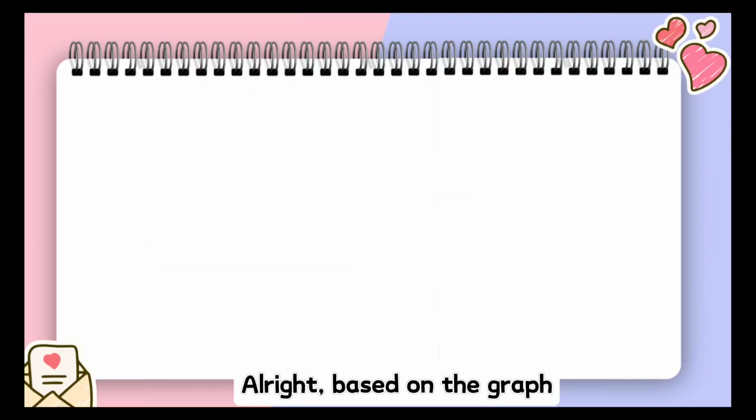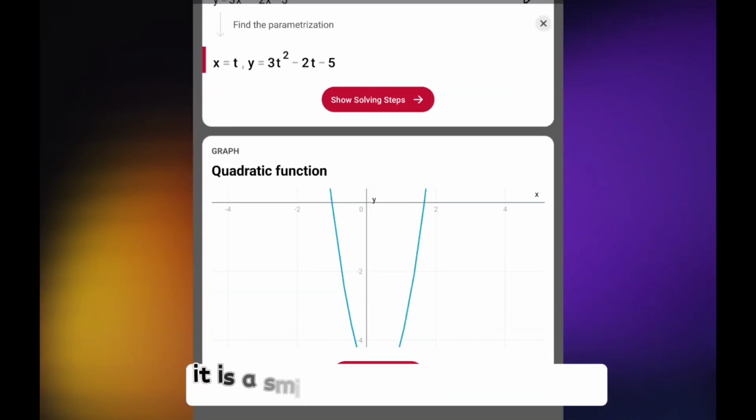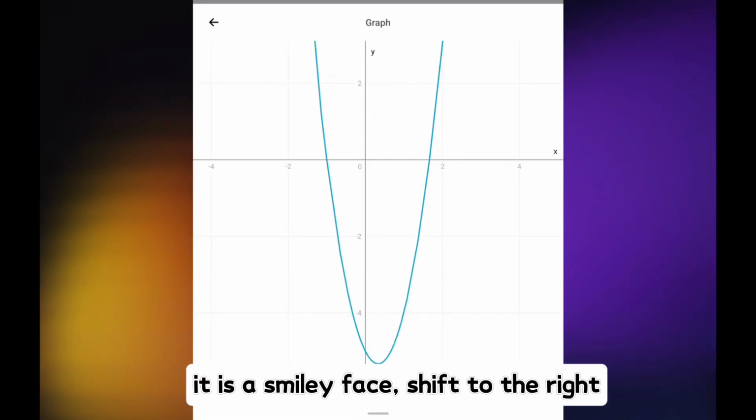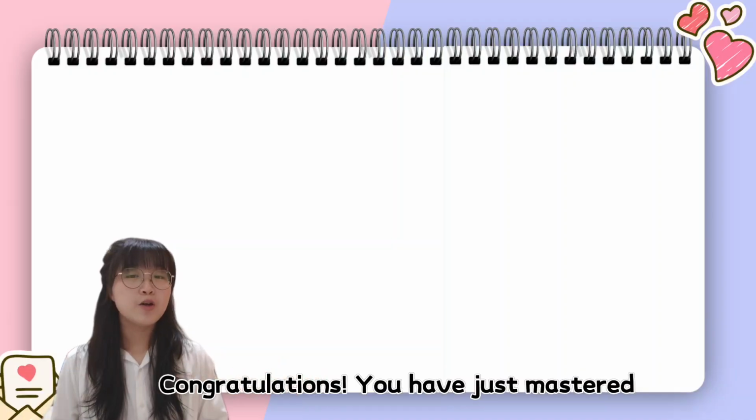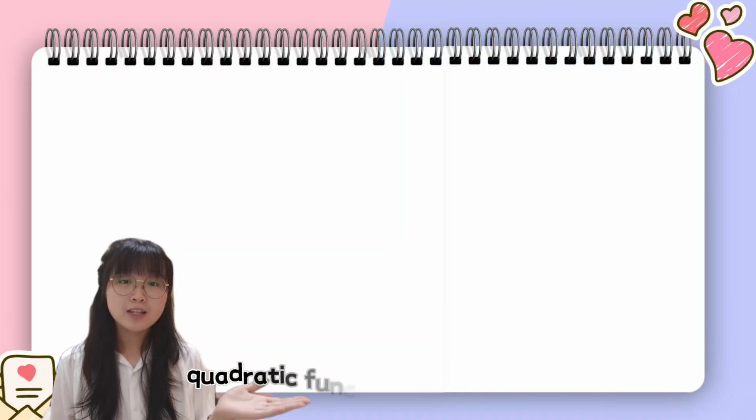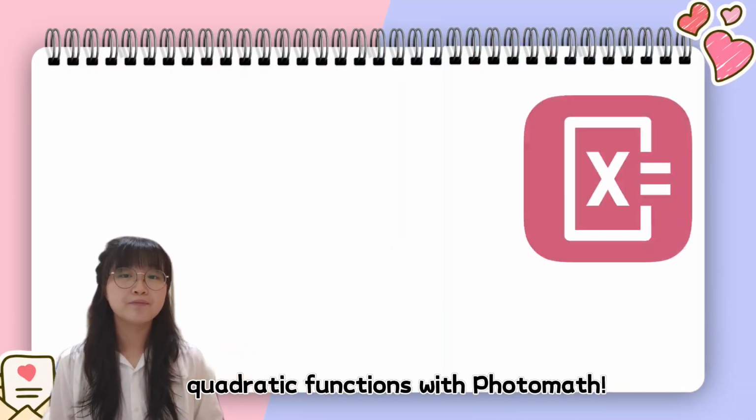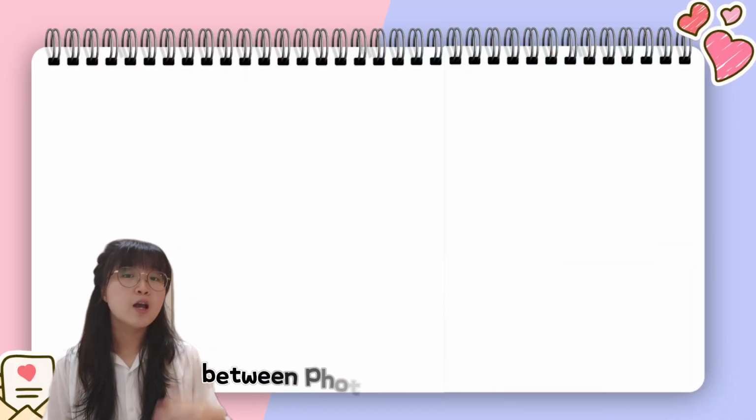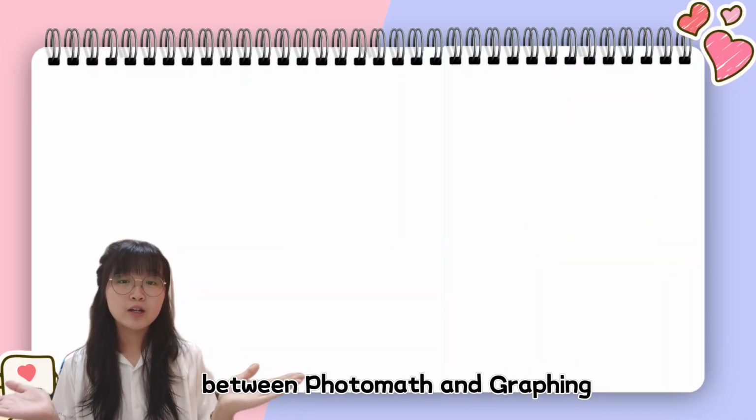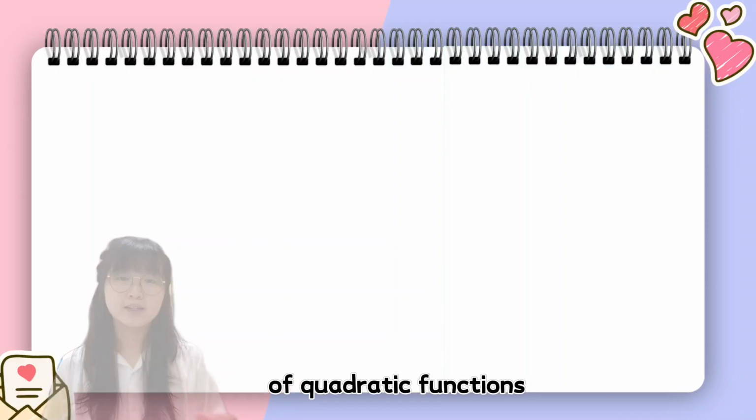Alright, based on the graph, it is a smiley face, shift to the right, and intersect at y equal to -5. Did you get it right? Big clap for yourself. Congratulations! You have just mastered quadratic functions with Photomath. Now, let us see what are the relationships between Photomath and graphing of quadratic functions.